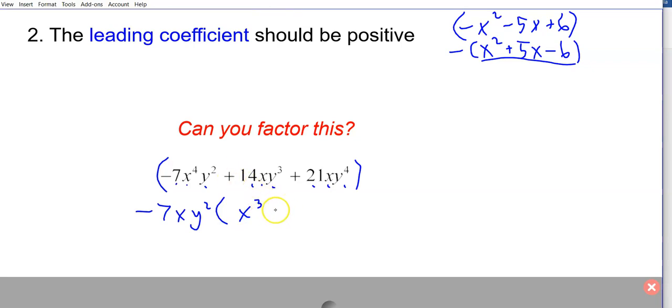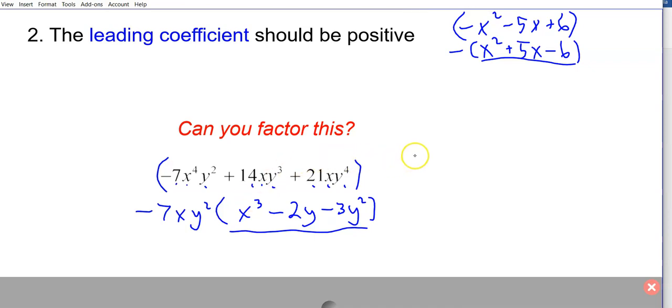I took out a negative, so I'm going to make that a minus sign now. 7 times 2 is 14. Y to the first. Took out a negative, so that's now a minus sign. 3 y squared. And what's inside there doesn't really get factored anymore, so you're pretty much done factoring.